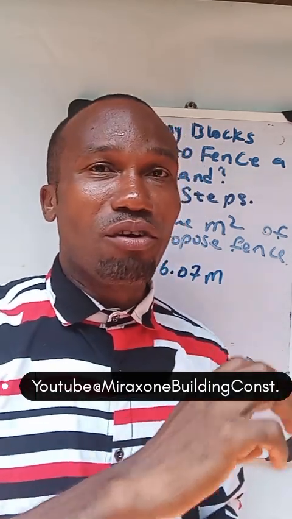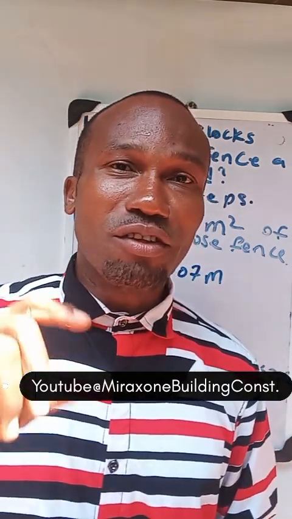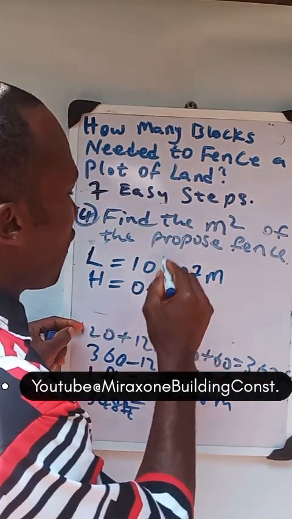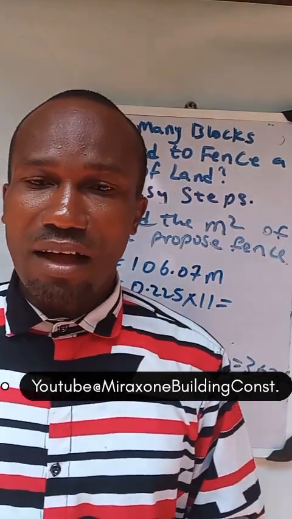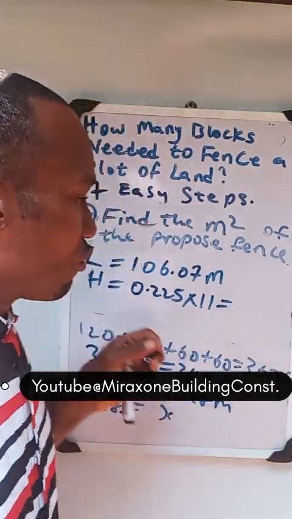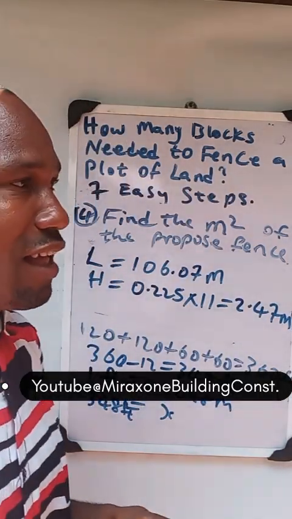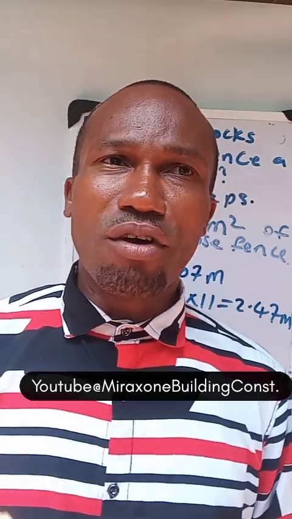The height of one block is what? 225, which is 0.225 meter. Okay, 0.225 times 11. You get the total height, which is 2.47 meters. That's the total height of the block wall you are working on.